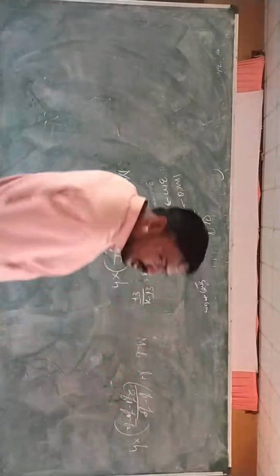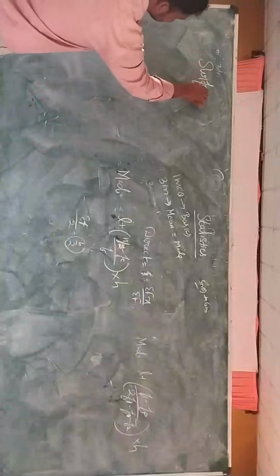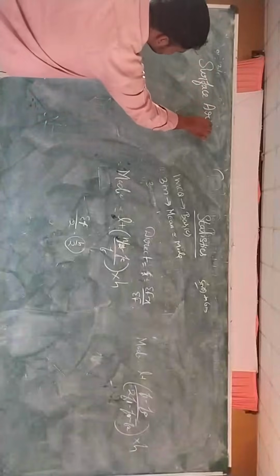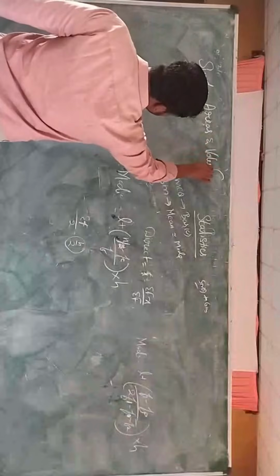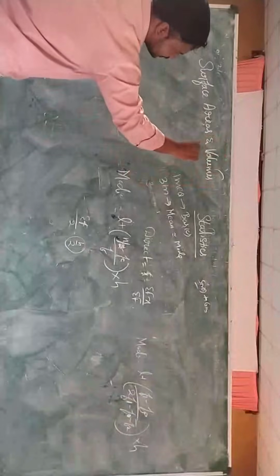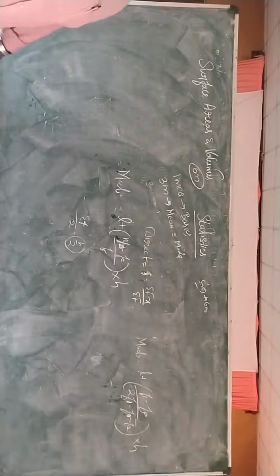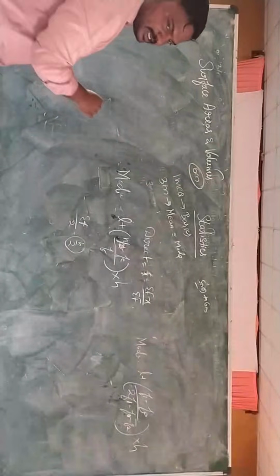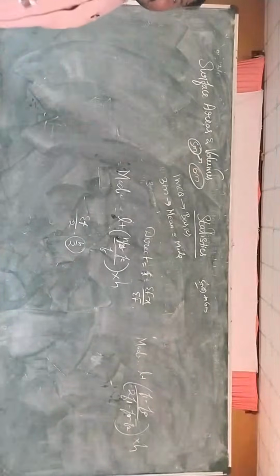And this one chapter again. Any chapter remaining? Surface areas and volumes. Only one question, a 5 marks question. Surface areas and volumes. I think it is the last chapter. So total 6 marks: 1 mark 1 question and 5 mark 1 question. This 5 mark question is related to combination of solids.